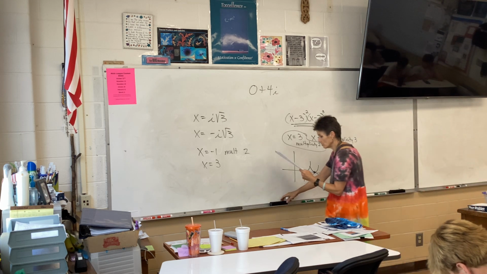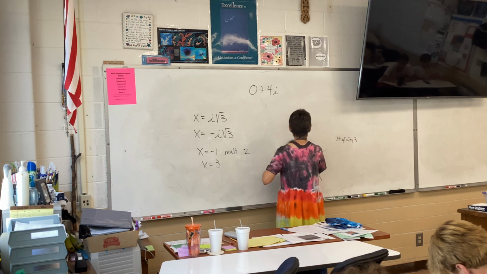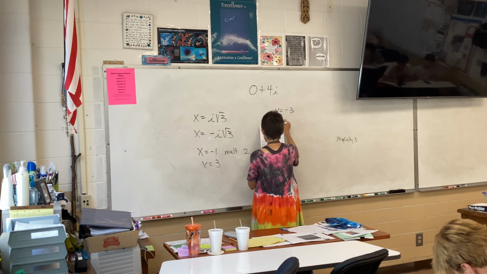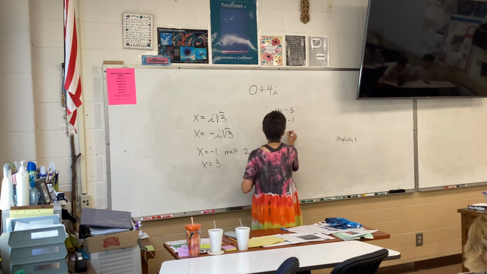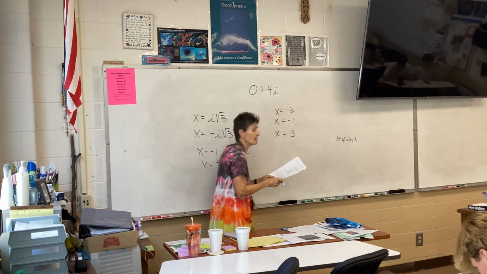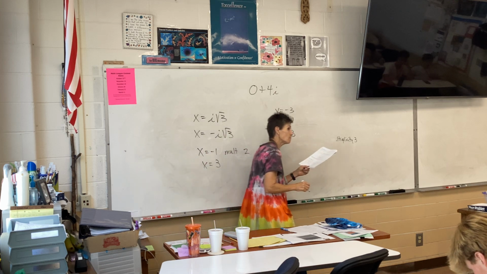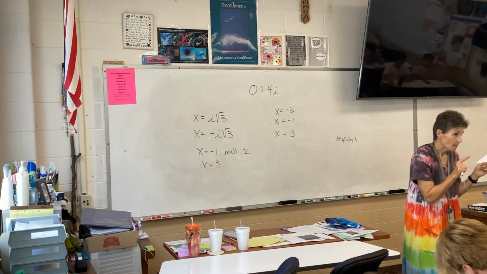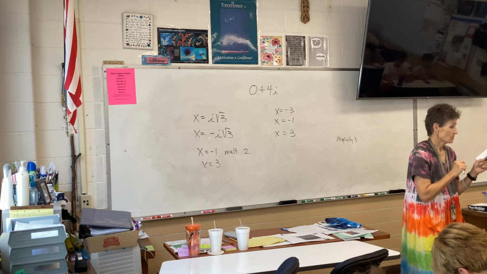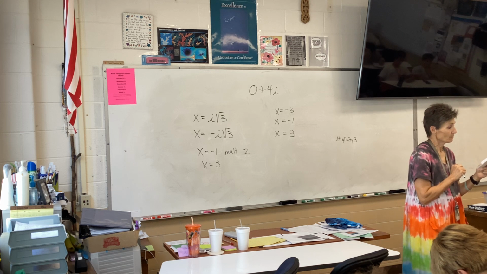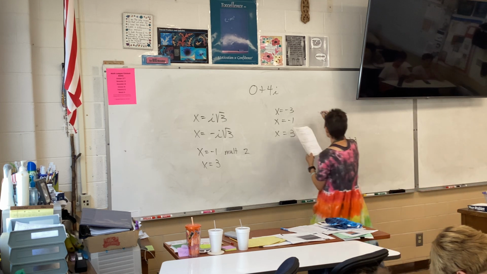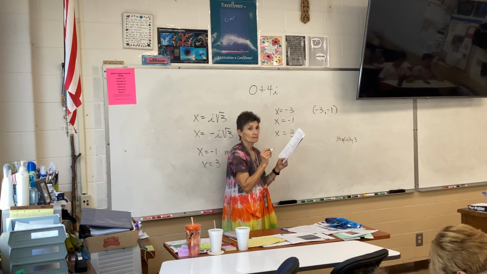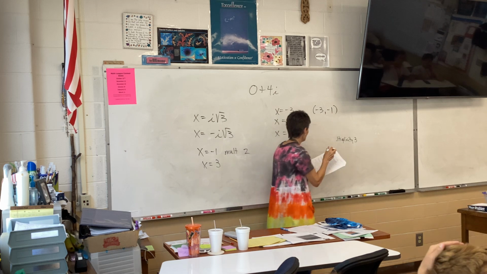So the answer to part A is the x values. So x equals negative 3, negative 1, and 3. That is the answer to A. Now what does B want to know? Where is the curve positive? Negative 3 to negative 1, a nice little open interval, right? Or 3 to infinity.